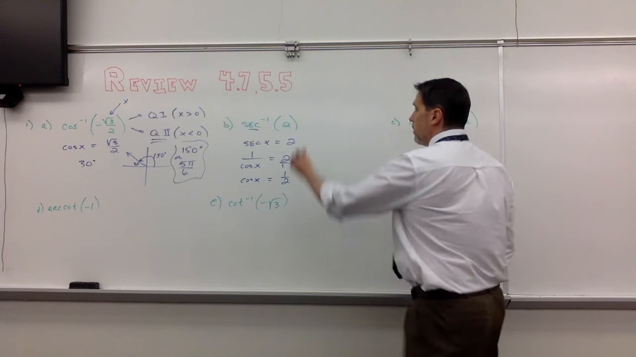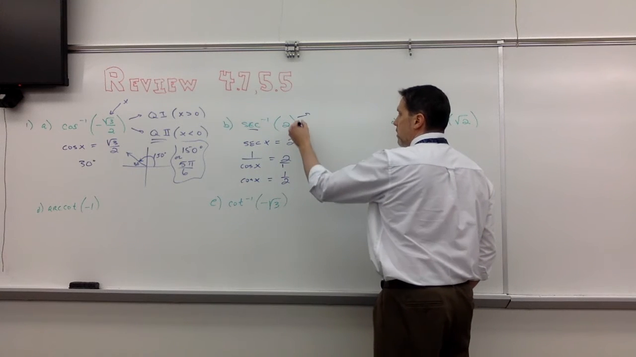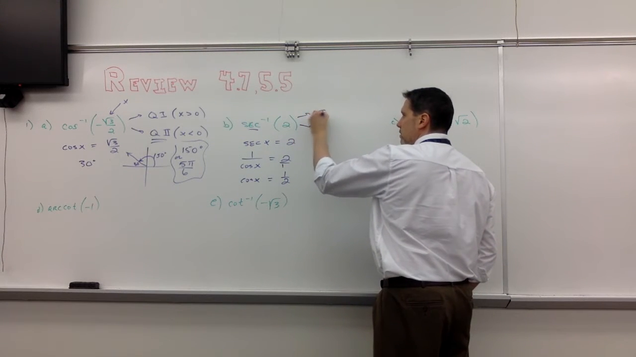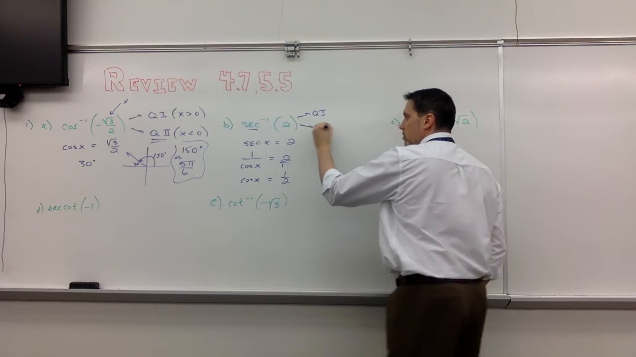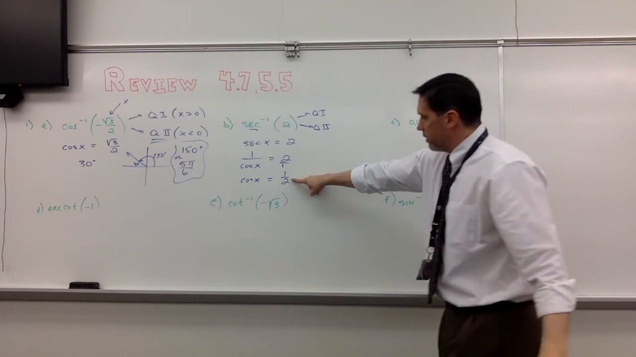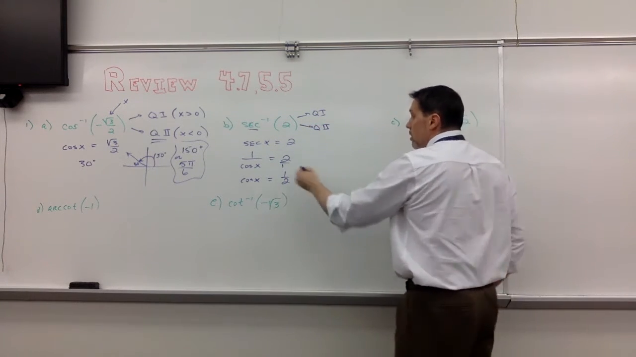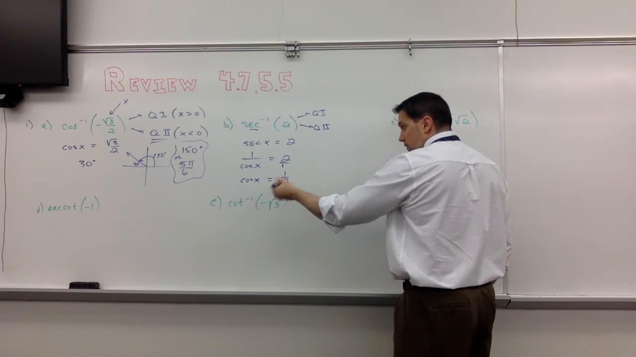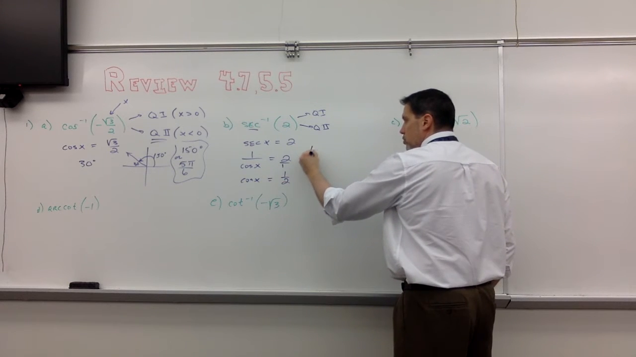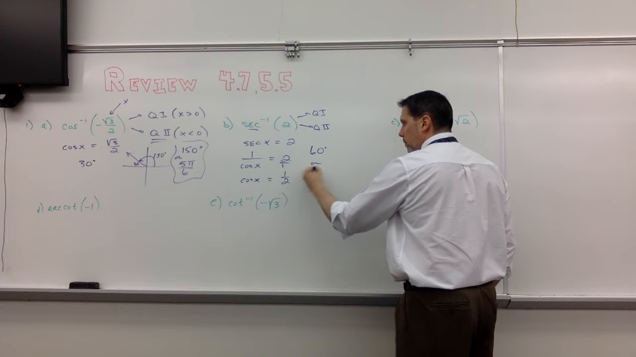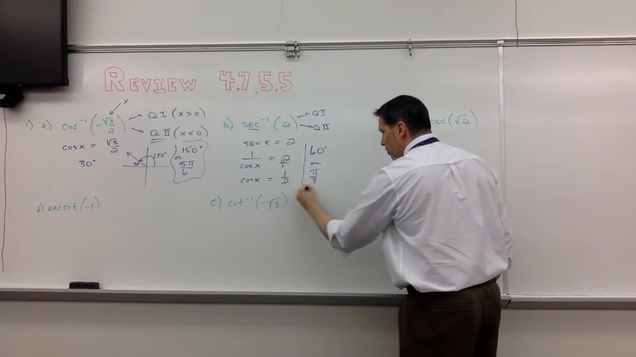So what are we looking at? Well, again, if we're dealing with cosine, it's Q1 for positive, Q2 if it's negative. Well, we're dealing with positive 1/2. So cosine of x equals 1/2, that would be either 60 degrees or pi thirds.